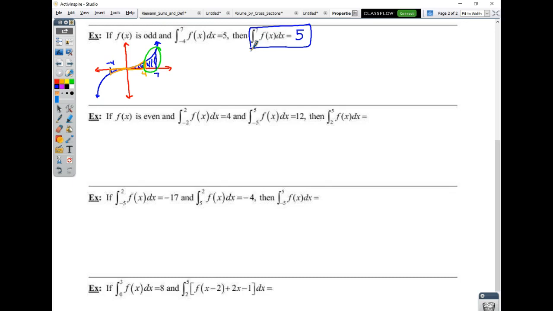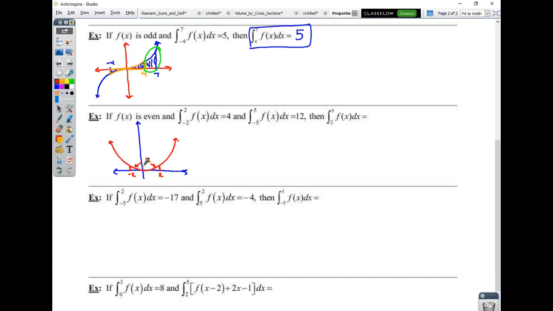Looking at the next one. If f of x is even, and the integral from negative 2 to 2 of f of x dx is 4, and the integral from negative 5 to 5 of f of x dx is 12, then the integral from 2 to 5 of f of x dx is what? All right, I've got an even problem. Looks something like this. That's cool. I tell you that from negative 2 to 2 is 4, which means each one of these segments here has an area of 2.